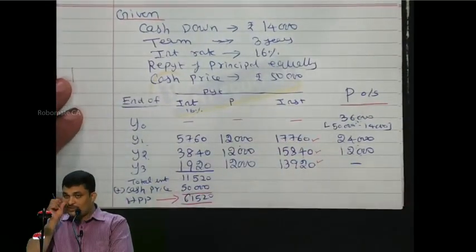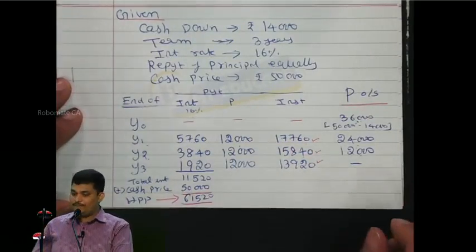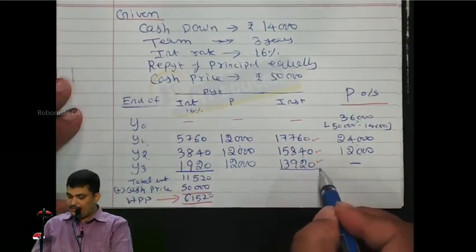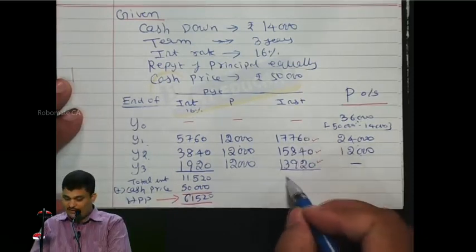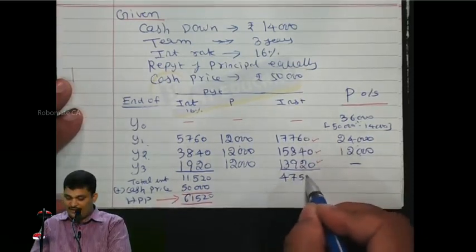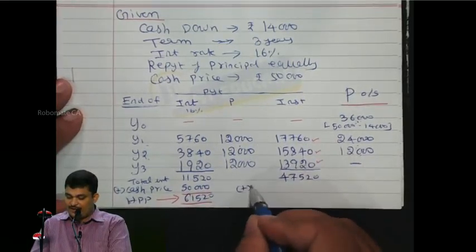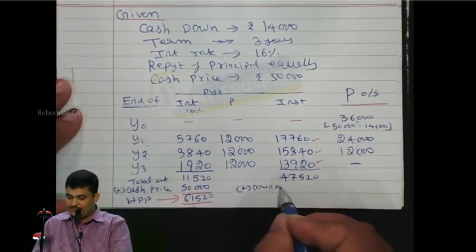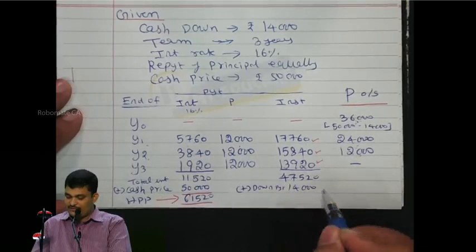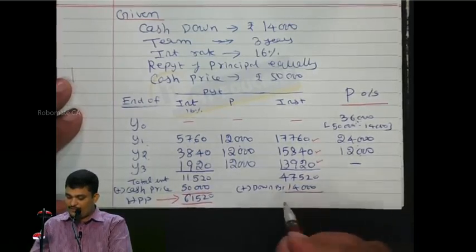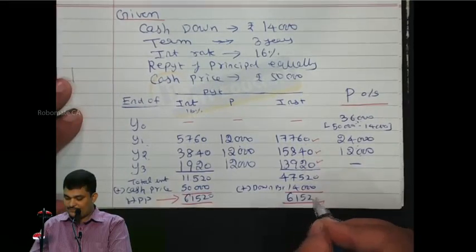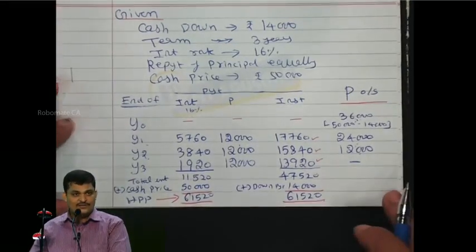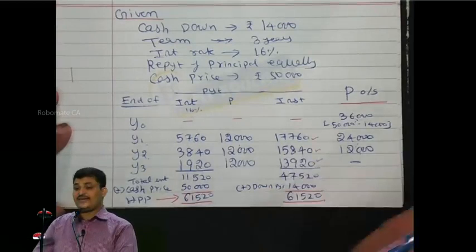Or installment value plus down payment. Installment value means first installment, second installment, third installment together. 47,520 plus down payment 14,000. 61,520. In any way you can arrive at it. Are you following this? Everybody, quickly take down.